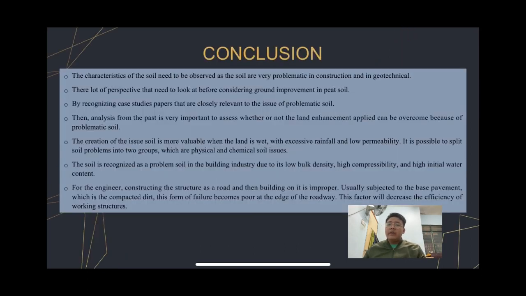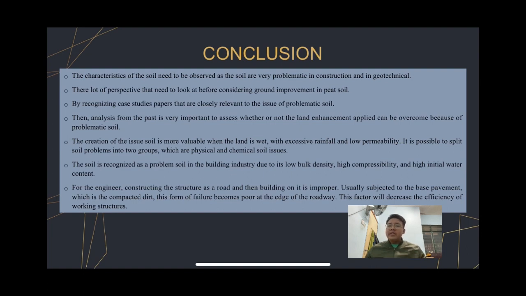Now I will talk about our conclusion. The characteristics of the soil need to be observed, as the soils are very problematic in construction and geotechnical work. There are a lot of perspectives that need to be looked at before considering ground improvement in peat soil. By recognizing case study papers that are closely relevant to the issues of problematic soil, analysis from the past is very important to assess whether or not the land enhancement applied can overcome the problematic soil.